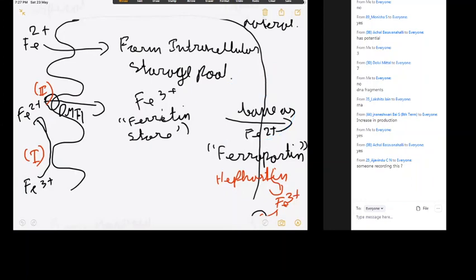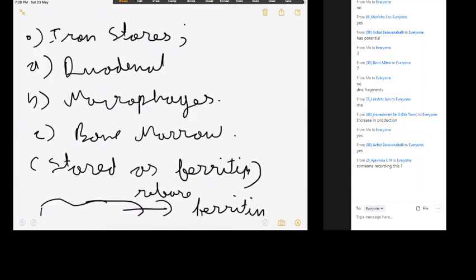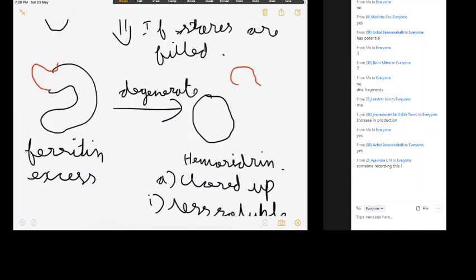Now, since this Fe3+ is there, this Fe3+ will bind to your transferrin, and get transported to your bone marrow, or it will just stay there. Now, like I said, if the stores are filled, what will happen? This ferritin excess will be converted into your hemosiderin.